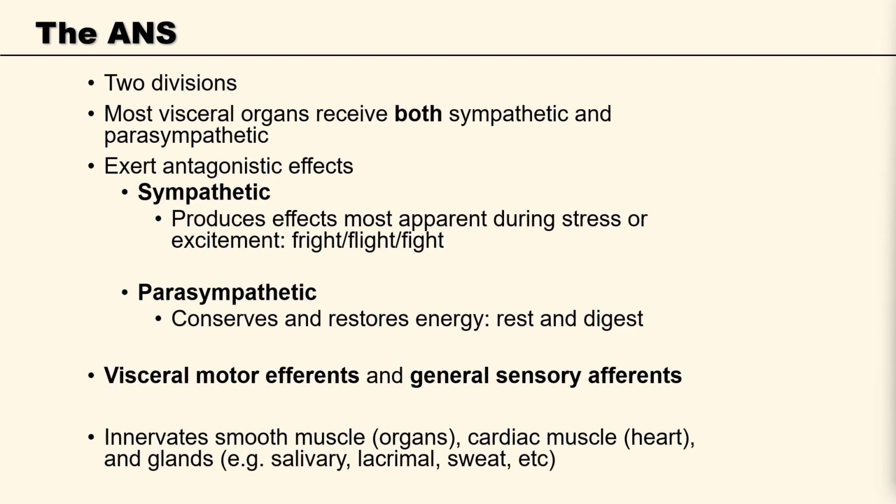The visceral motor efferents act on the smooth muscle of the organs like the gut, the heart muscle, and the glands to induce or inhibit secretion.